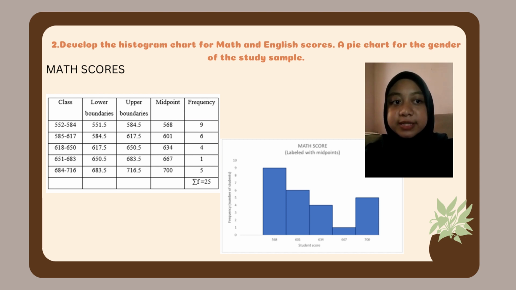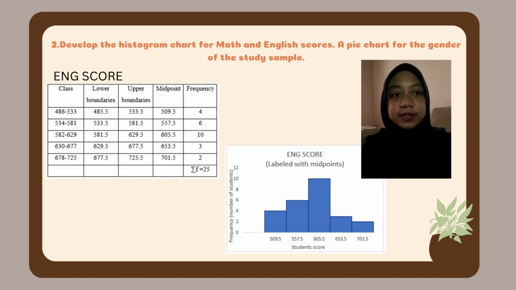Calculate the lower boundaries: the lower limit minus 0.5. Upper boundaries: the upper limit plus 0.5. Midpoint is the sum of the lower and upper limits of the class divided by 2. Use the data from the table to make a histogram. For the vertical axis, use frequency, and for the horizontal axis, use midpoint.